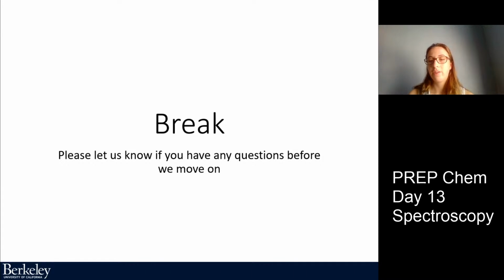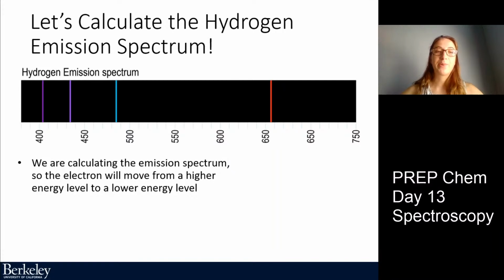Okay, great. So let's move on to some calculations. What we're going to do is calculate the hydrogen emission spectra. I have shown the emission spectra of hydrogen here. So we can see that there are 4 distinct lines that occur at 4 distinct wavelengths. And again, we are calculating the emission spectrum.